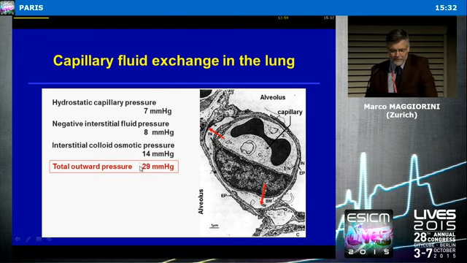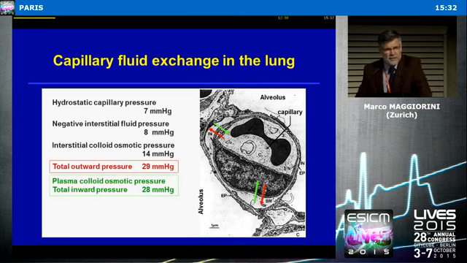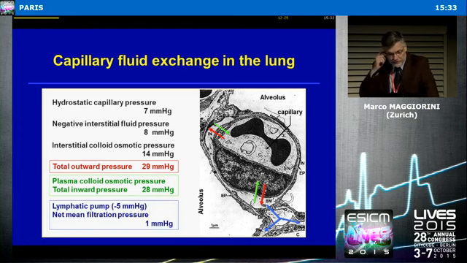So at the end you have a driving pressure of fluid out of the capillaries, which is around 29 millimeters of mercury. And this fluid needs to go back. The lymphatic vessels within the lung cannot cope with 29 millimeters of mercury of fluid. And so you need an intravascular colloid-oncotic pressure to gain back the fluid within the lung capillaries.